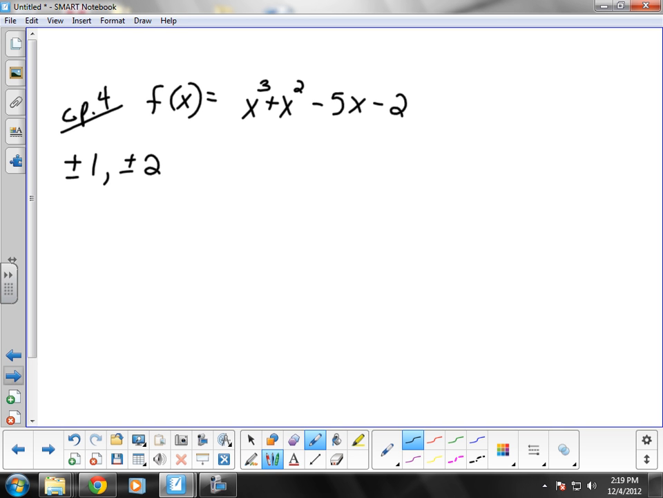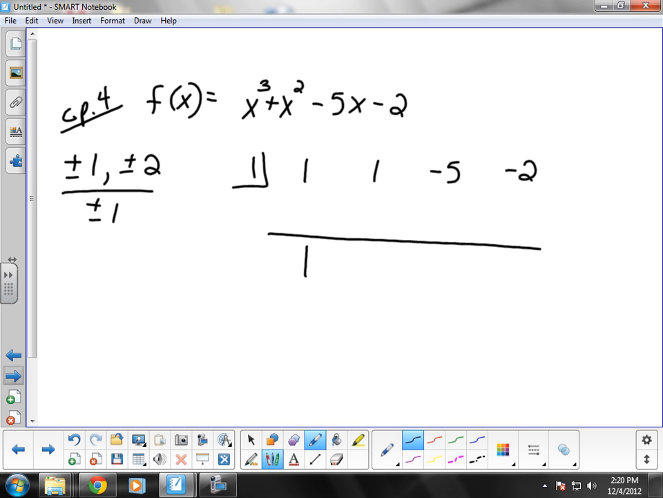Because here's 1, so it's over 1. It doesn't change anything. So I'm going to try positive 1 again. A 1, 1, negative 5, negative 2 are my coefficients. Bring down the 1. 1 times 1 is 1. So I've got 2. 2 gives me negative 3. So that obviously is not a 0. So I throw the positive 1 possibility away.